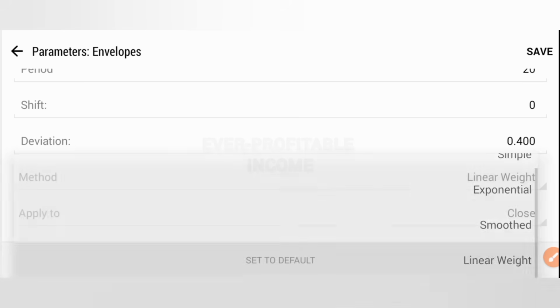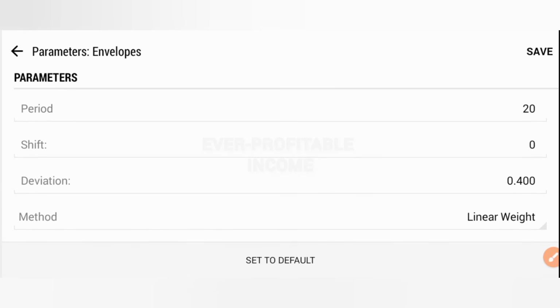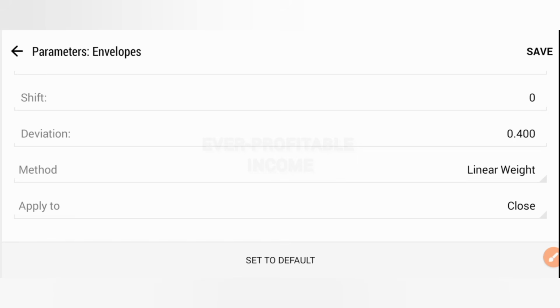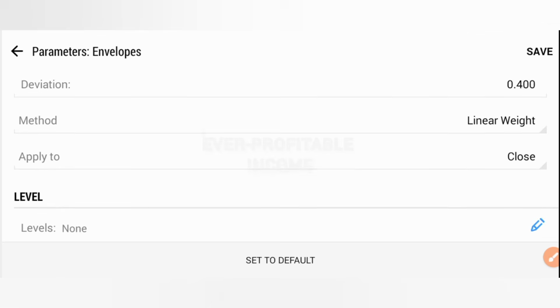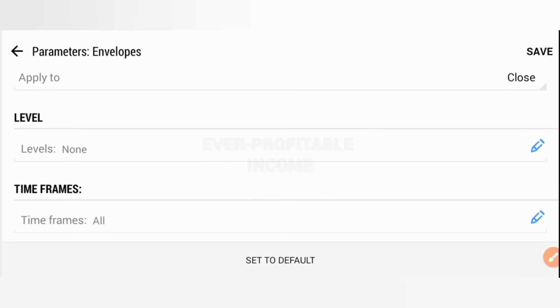So the settings of your envelope are these parameters: period 20, shift 0, deviation 0.400. Please take note of this, 0.400. Then the method is linear weighted. Please take note, you can take a screenshot so you don't get it mixed up. Then apply to close. On the levels, there are no levels.